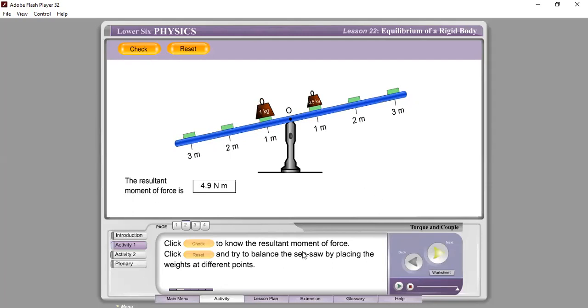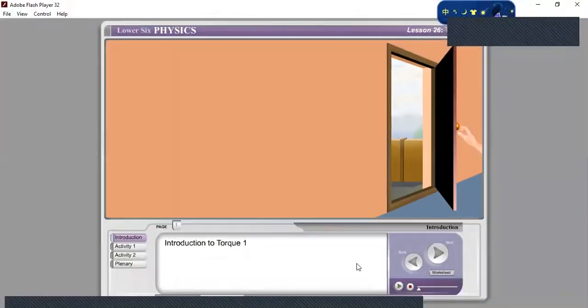Okay, ladies and gentlemen, before we go through the question, I want to show you another concept, a simple example of torque. So let me share the screen. Okay. Introduction to Torque.